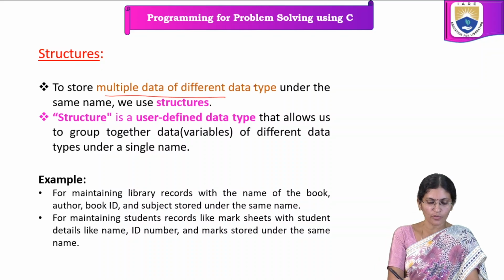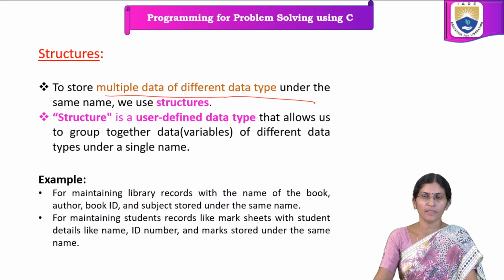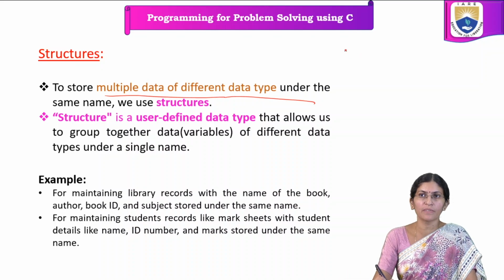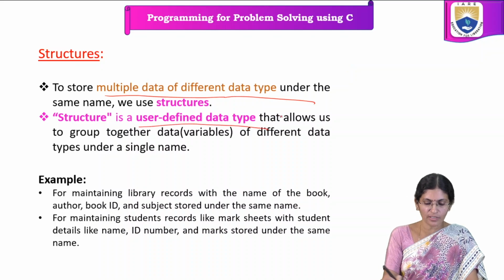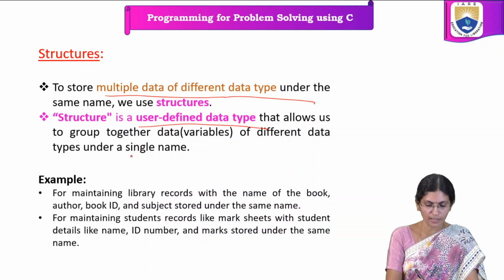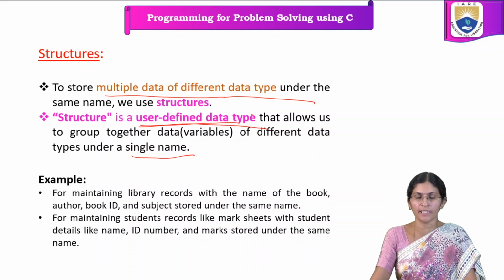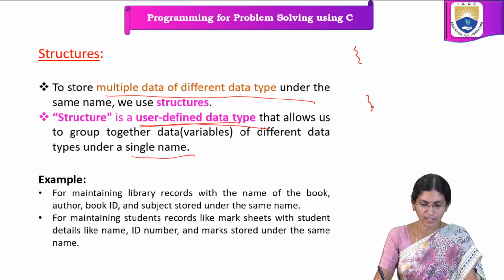In order to store multiple data of different data types under the same name, we use structures. A structure is a user-defined data type which allows us to group together data of different data types under a single name. So we can combine data of different data types under the same name.